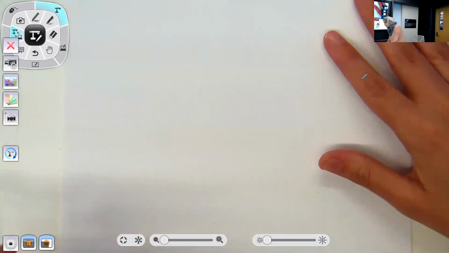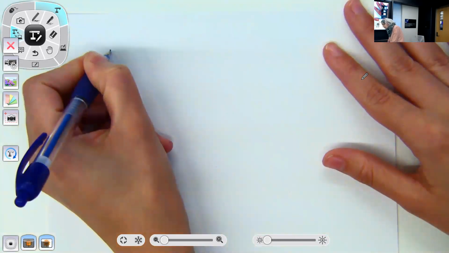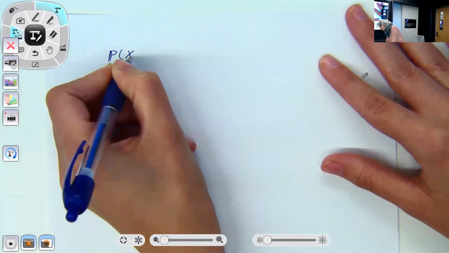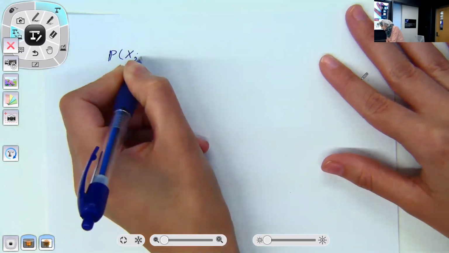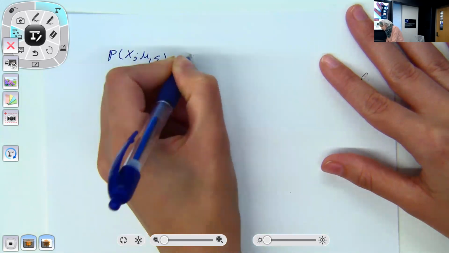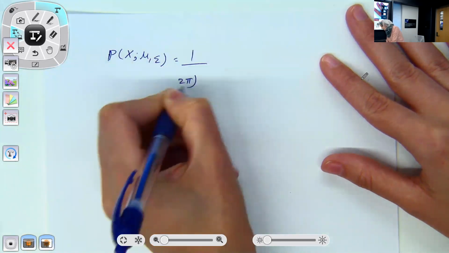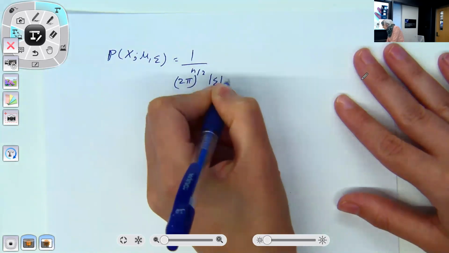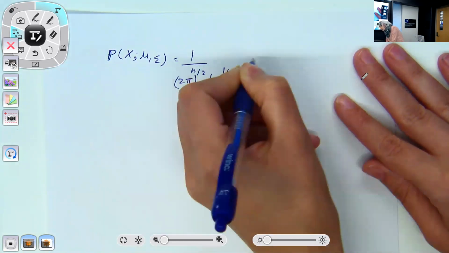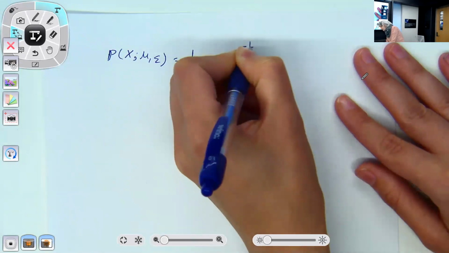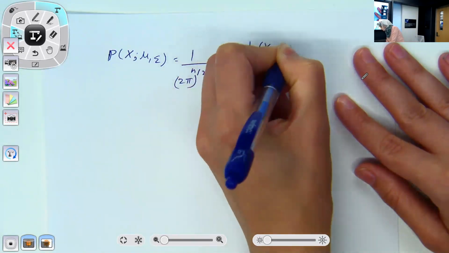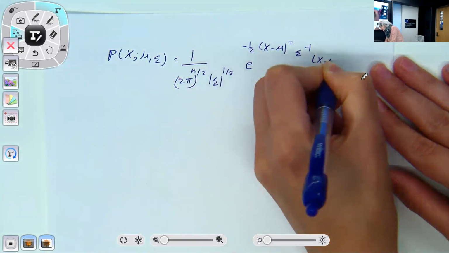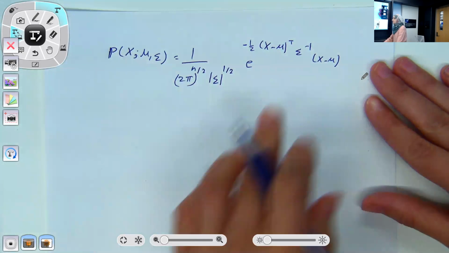Here we have the probability density function for the multivariate normal, given by x, given in two parameters, mu and sigma. This is equal to 1 over (2 pi) to the power n over 2, multiplied with the determinant of sigma to the power of a half, multiplied with the exponential of minus a half, (x minus mu) transpose, multiplied with sigma inverse, multiplied with (x minus mu). Now this is a multivariate.